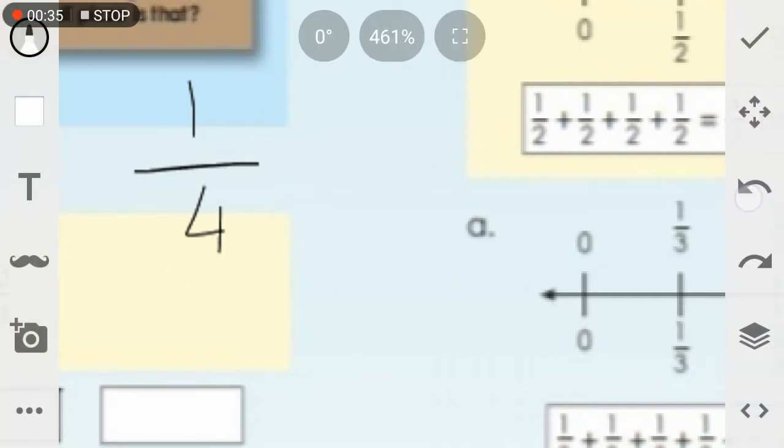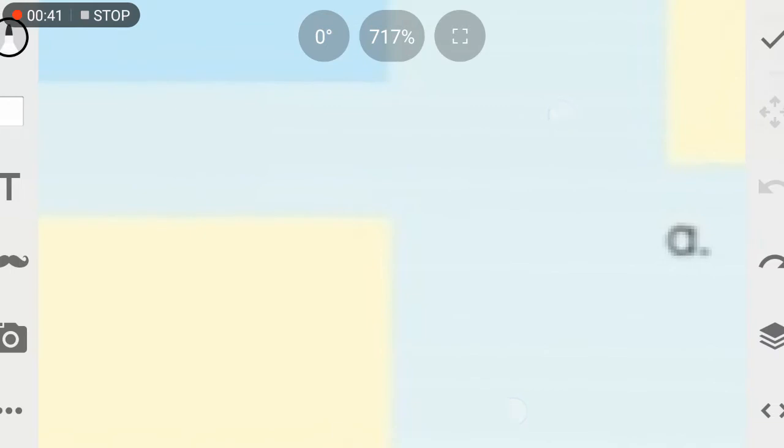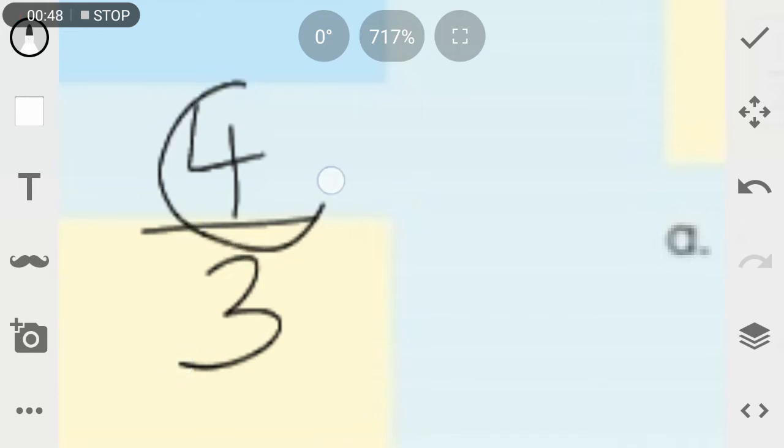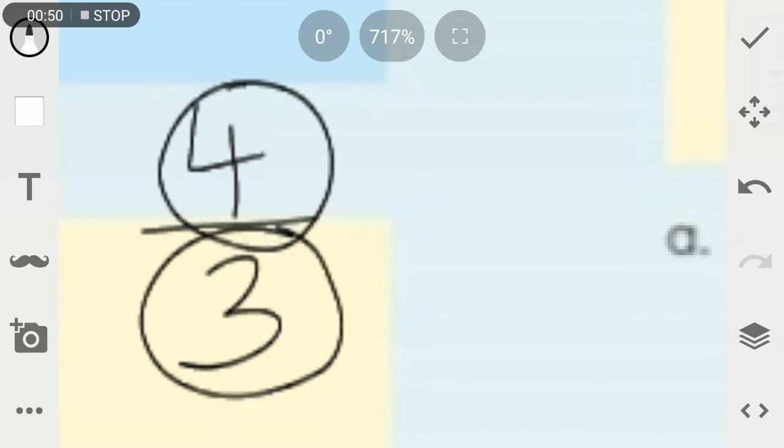The next thing we are going to look at is improper fractions. Now, improper fractions are fractions where the numerator is bigger than the denominator. For example, 4/3. The numerator is bigger than our denominator. Okay? Now, it might be a bit difficult to understand at first, but I'm going to make it simple for you. So this here is called an improper fraction.